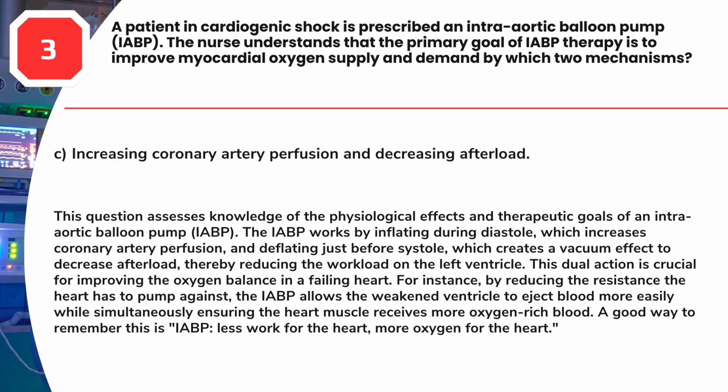For instance, by reducing the resistance the heart has to pump against, the IABP allows the weakened ventricle to eject blood more easily while simultaneously ensuring the heart muscle receives more oxygen-rich blood. A good way to remember this is: IABP, less work for the heart, more oxygen for the heart.